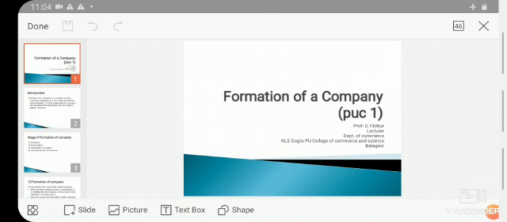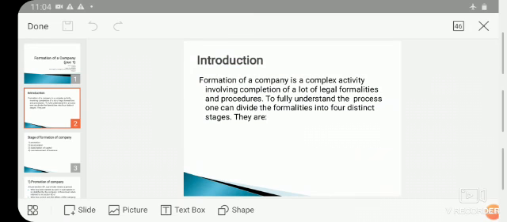Now, what are the different stages applicable to form a joint stock company? About that, we are going to study. So, first of all, we shall go for an introduction. Here what I have mentioned, formation of a company is a complex activity because it involves completion of a lot of legal formalities, meaning legal procedure is involved.